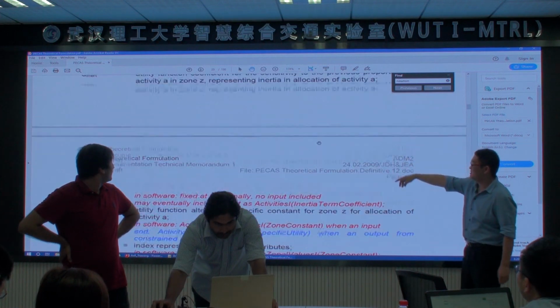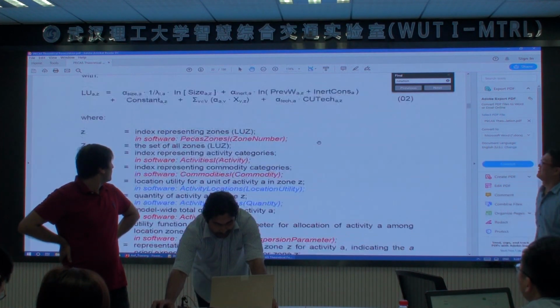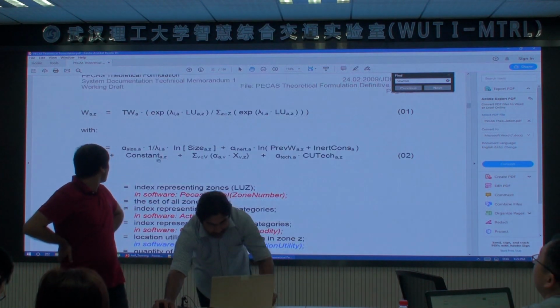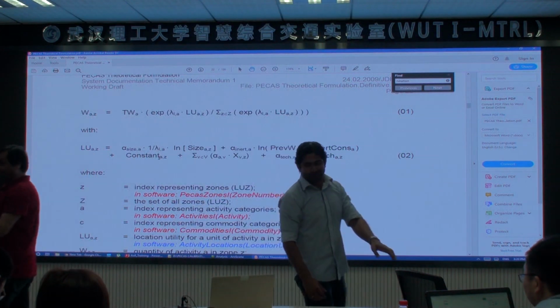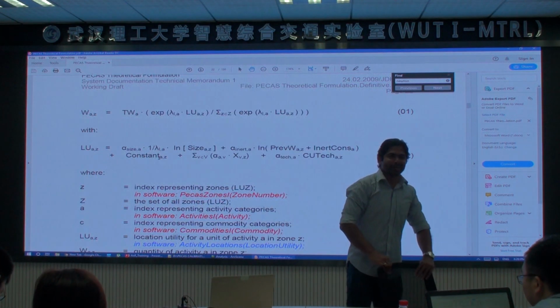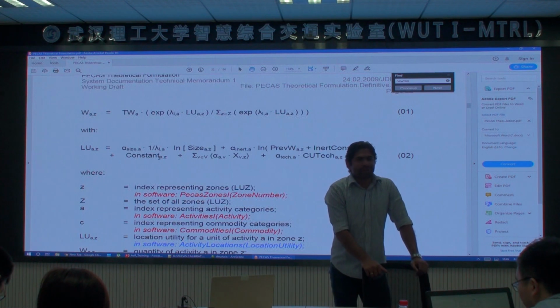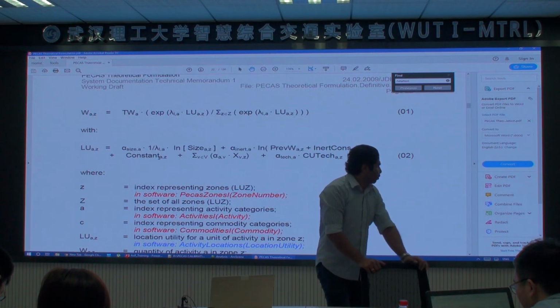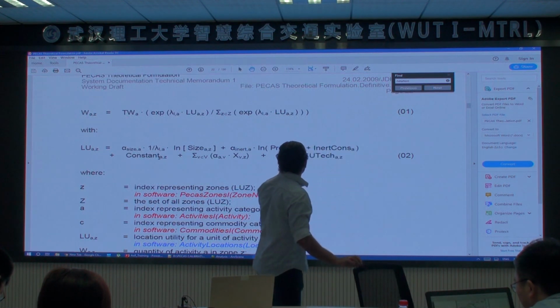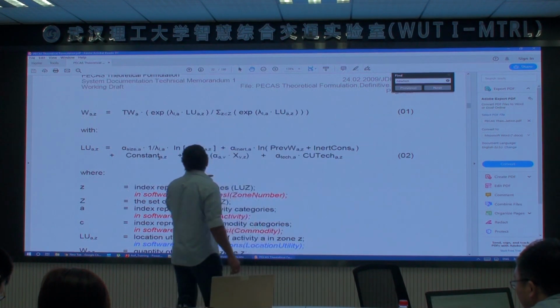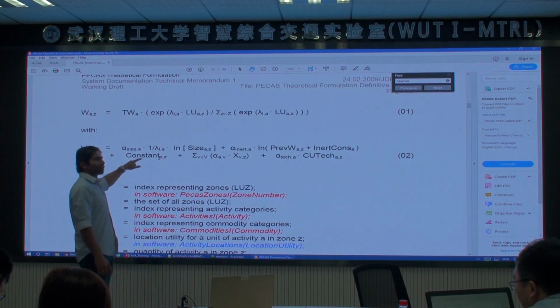The first line, the utility function. This one, right? Okay. So this one is very important. This constant is actually a very important parameter in the PECAS model. It is actually an attraction factor for the activities.